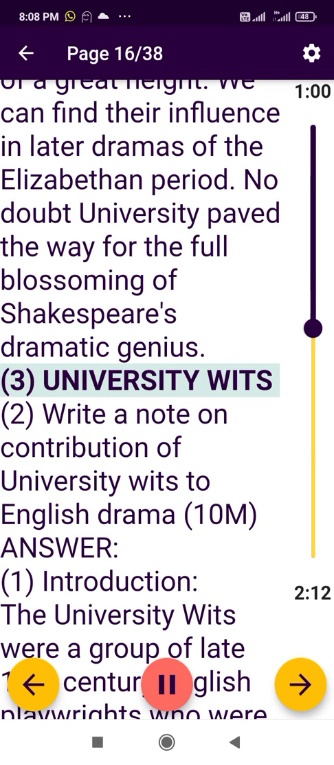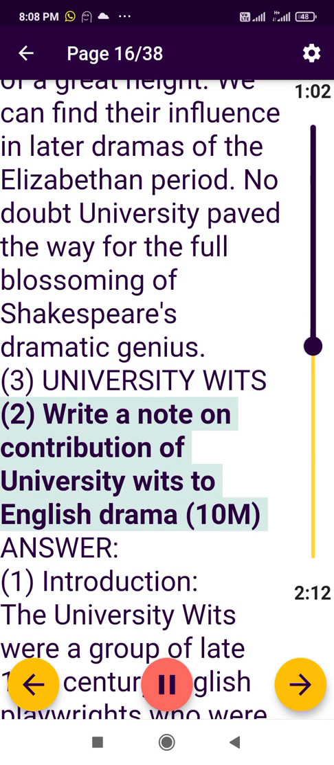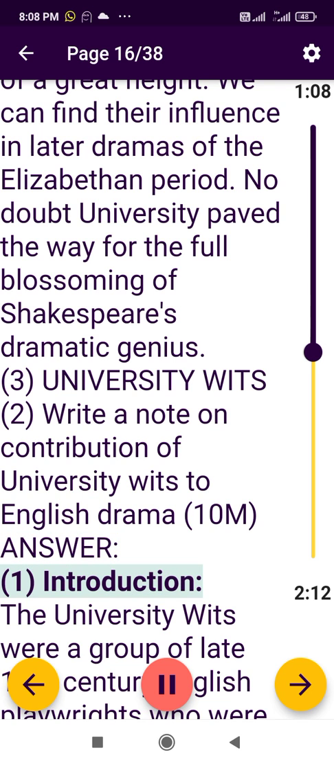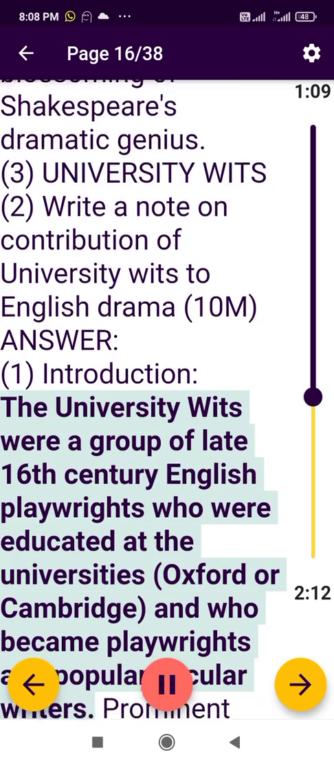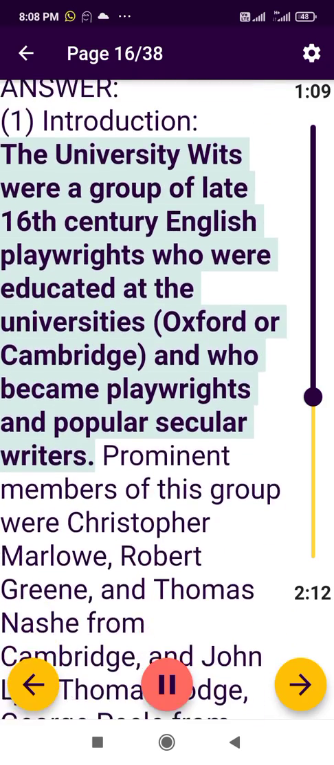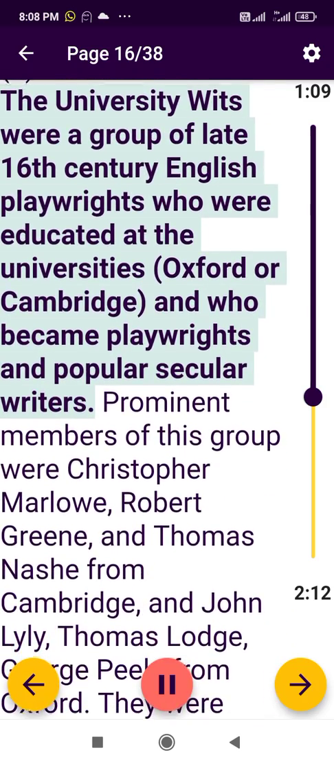3. University wits. 2. Write a note on contribution of university wits to English drama. 10 marks. Answer. 1. Introduction. The university wits were a group of late 16th century English playwrights, who were educated at the universities, Oxford or Cambridge, and who became playwrights, and popular secular writers.